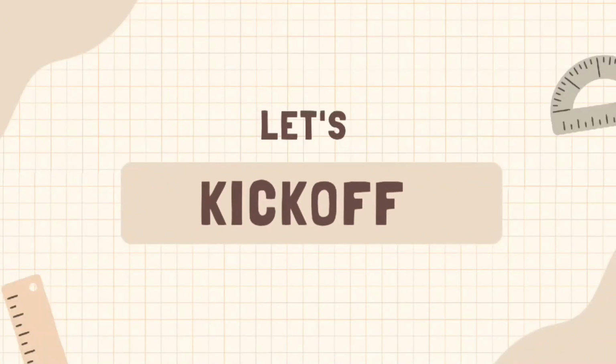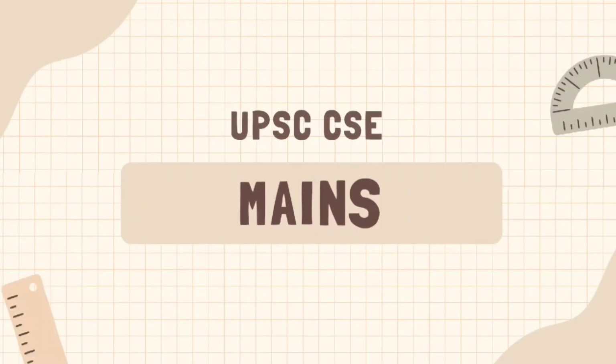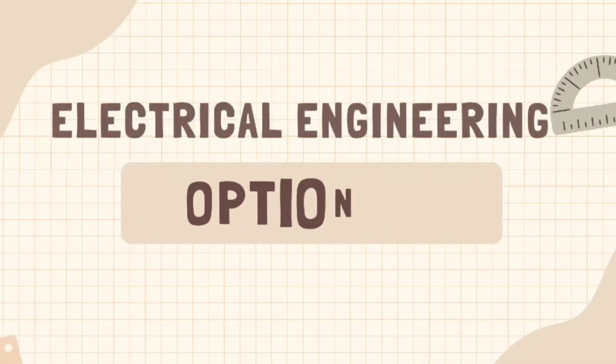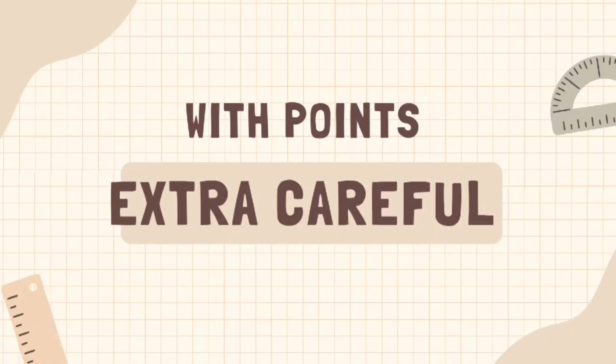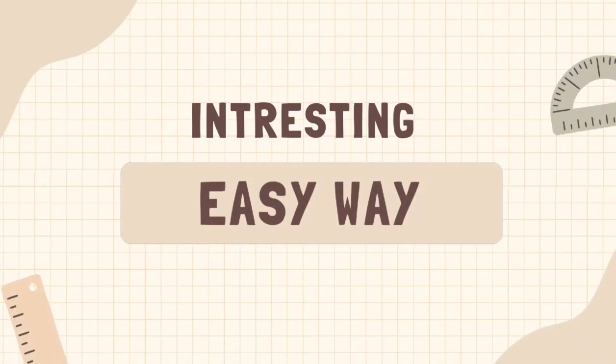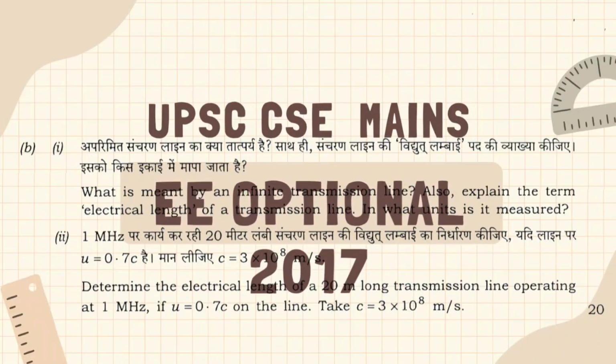Let's kick off the learning series where I will discuss the previous year question of UPSC CSE Mains paper of Electrical Engineering optional, and I'll leave you with the points where you can be extra careful while dealing with the questions in a more interesting and easy way as we go along. This particular question of transmission line was asked in 2017.